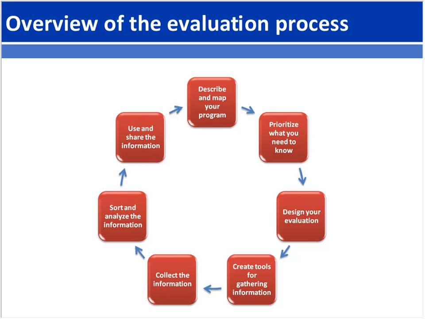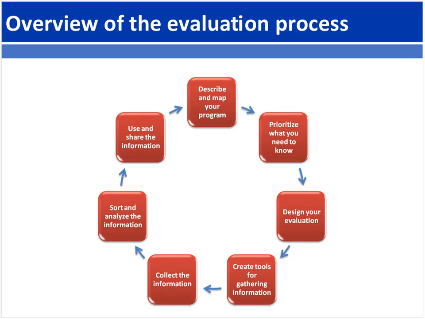I'm going to start at the top, describe and map your program, which is our first step. And at this step, we really recommend taking some time to think about what is your program, what's your initiative about, what are your core strategies, and how do they align with the specific outcomes that you're hoping to accomplish through your program. The toolkit provides some deeper examples around creating a program theory and a logic model to show that alignment between what you do and what you're hoping the impact will be.